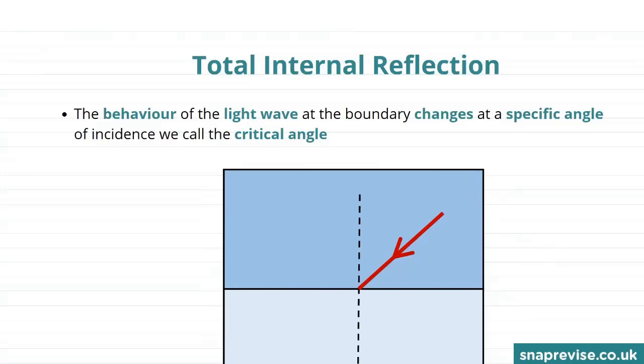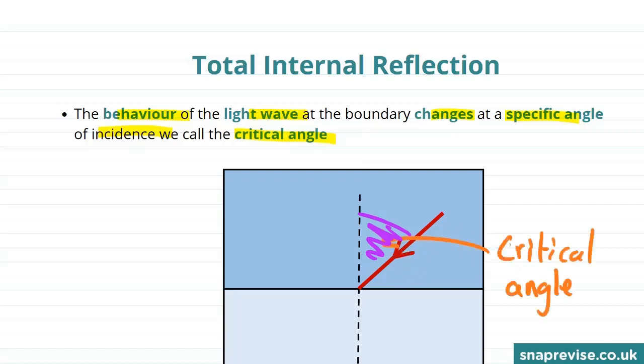And this is where something special is going to start to happen. So the behaviour of the light wave at the boundary is going to change at a specific angle of incidence that we call the critical angle. So let's say we've got a ray coming in at the critical angle, and let's just label that on.